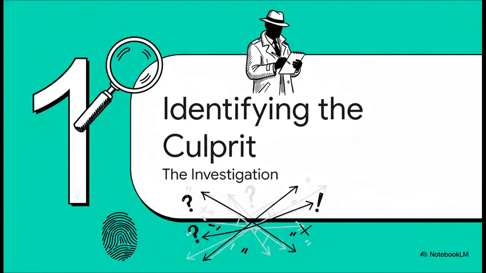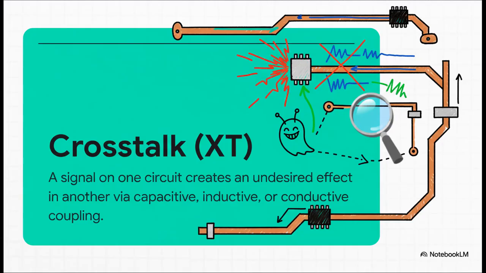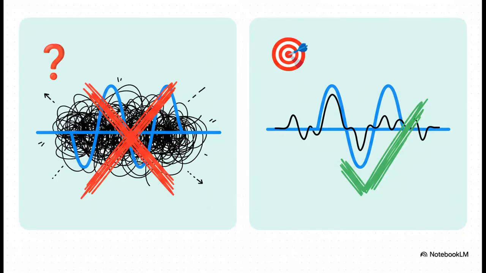Every good mystery needs a prime suspect. So, in our little investigation here, let's start by identifying the most likely culprit behind these performance-killing errors. And here it is, crosstalk. Yep, that unwanted guest at the party. Essentially, crosstalk is just what happens when signals don't stay in their own lanes. Whether it's through electric fields, magnetic fields, or shared connections, a signal from one part of your circuit just bleeds over and corrupts another. It's a super fundamental issue in pretty much everything, from audio systems to really complex integrated circuits.